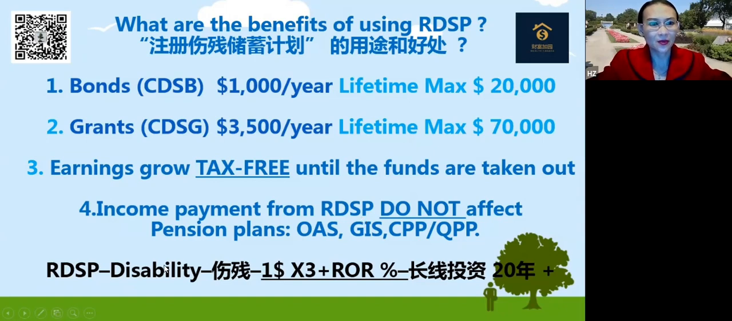So very simply put, we know for RDSP, the D stands for disability. So $1, you put it there. Maximum each year, you have the contribution room of only 1,500. They give you 3 times. It's a combined 1,000 plus 3,500, which is 4,500, right? This is 3 times the 1,500 that you put in. When you continue to do this for the next 20 years, and also the money keeps on growing for you, you will have a very good lump sum of money.